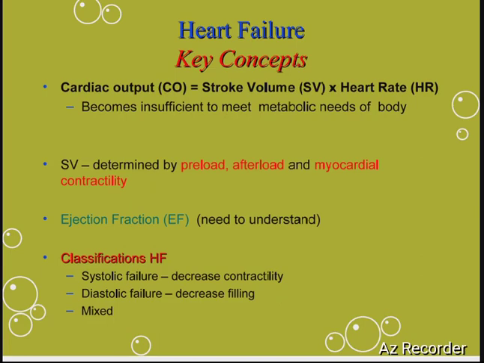SV is determined by the preload, afterload, and the myocardial contractility. Ejection fraction and the classification of the heart failure will be systolic failure, diastolic failure, and mixed. In systolic failure, there will be decreased contractility, and in diastolic failure there will be decreased filling.